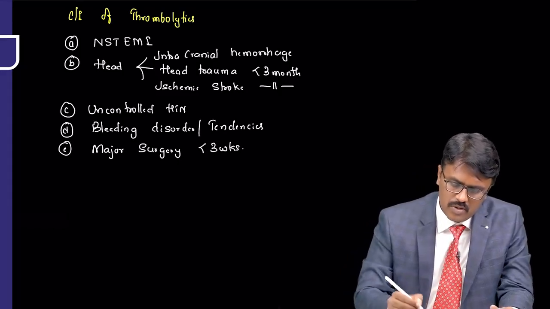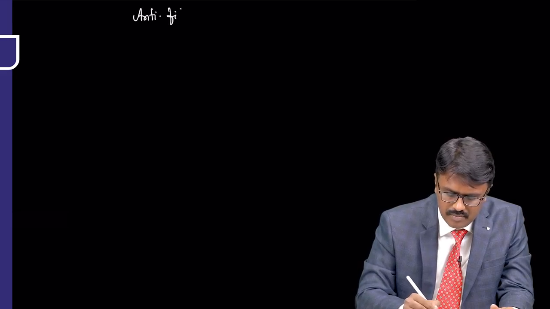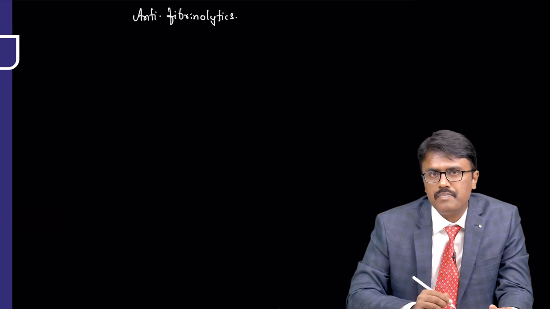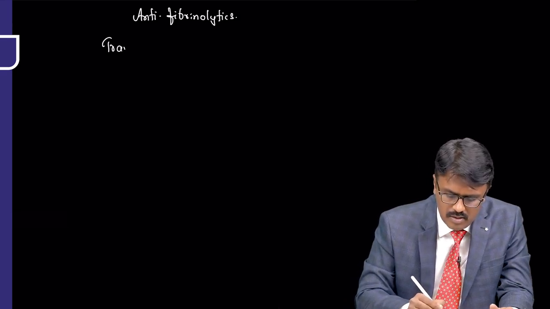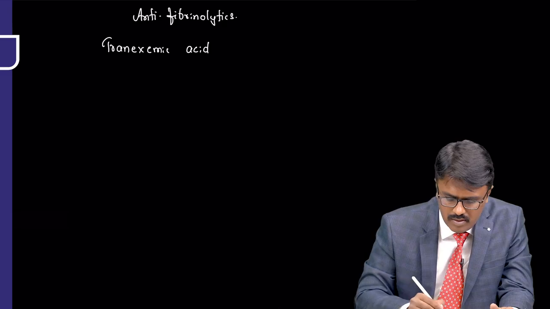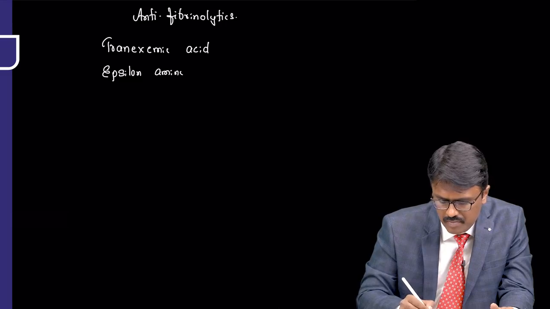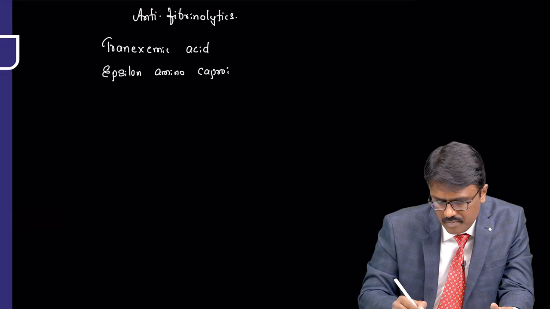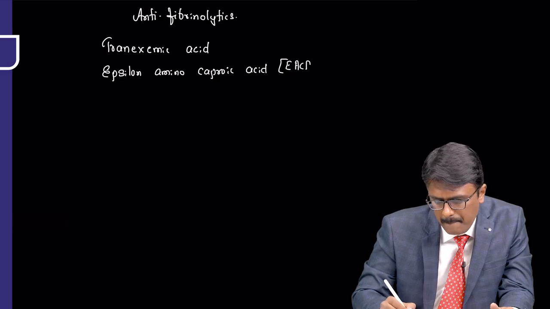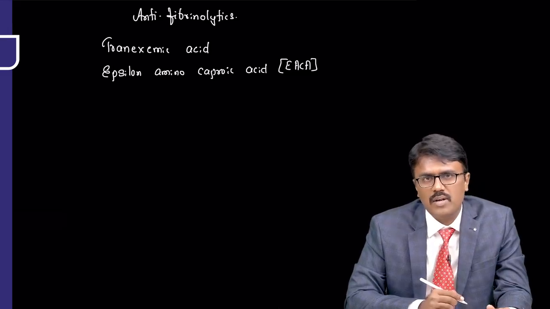Now one more topic I just want to cover in the video is something called antifibrinolytics. What are the drugs? The name is tranexamic acid, and one more is called epsilon amino caproic acid. In short, we call it EACA. One is tranexamic acid, one is epsilon amino caproic acid.